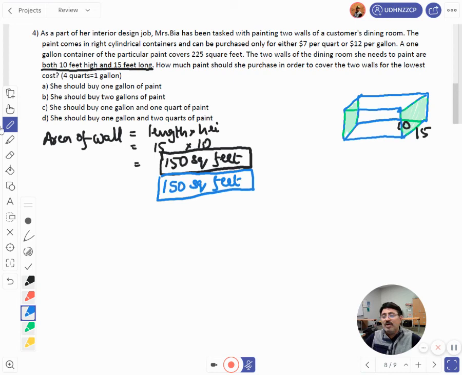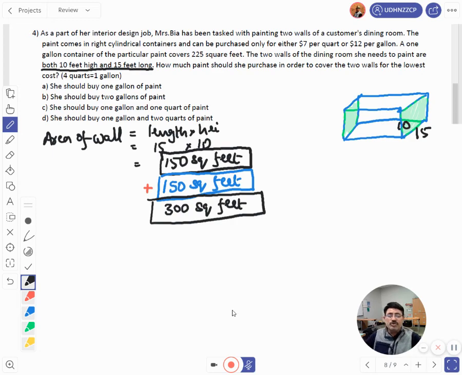Okay, so what is the total area? You know that the total area is 300 square feet. Total area is 300 square feet, right? So again, really quick, this is one wall area, and this is the second wall area, because these two have the same measurements, therefore the same area. So these two together, the total area is 300 square feet.